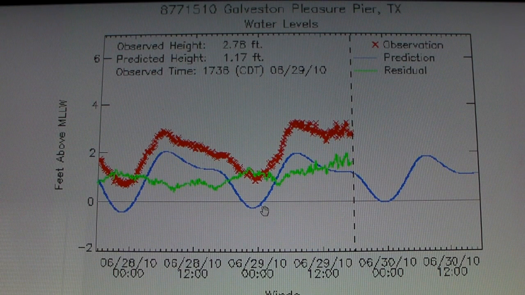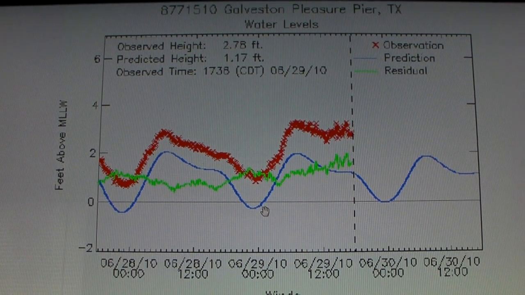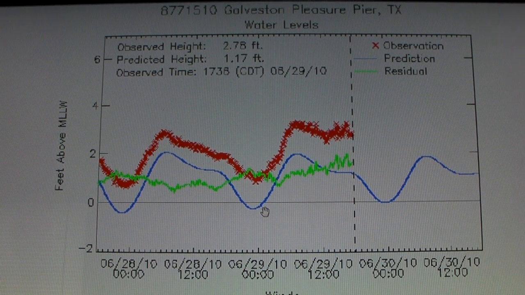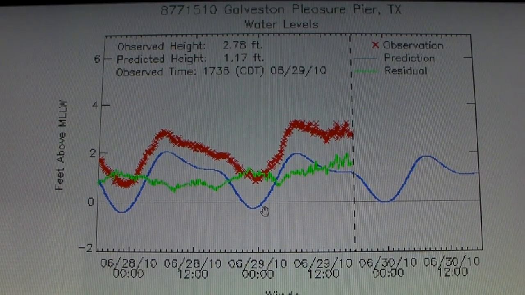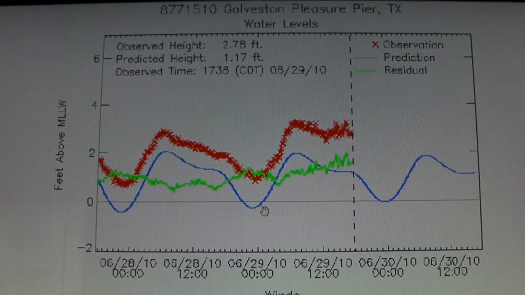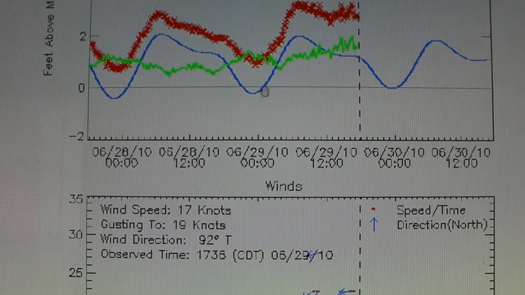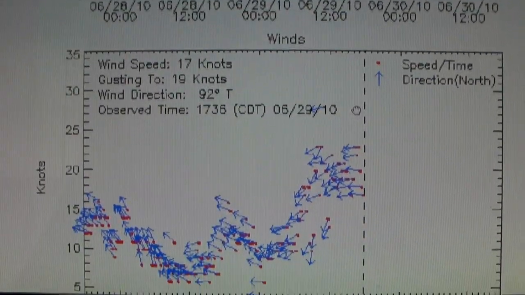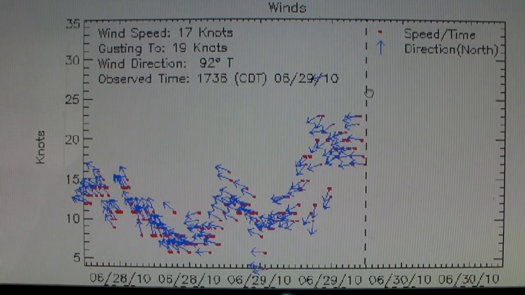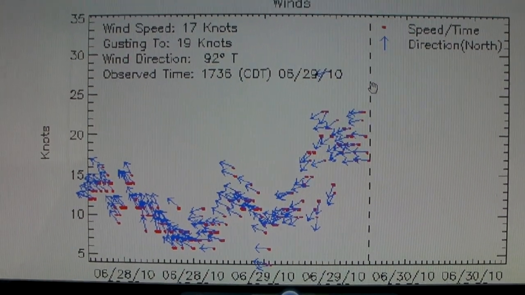Now we're going to take a look at why there's such a big discrepancy between the observed tide and the predicted tide. There are a number of factors that affect our tides here on the Texas coast. One of the major ones is the wind, and we're going to look at a wind graph to help illustrate what I'm about to talk about.